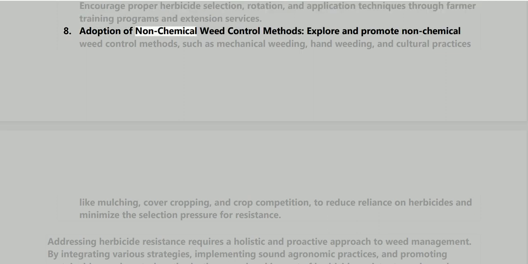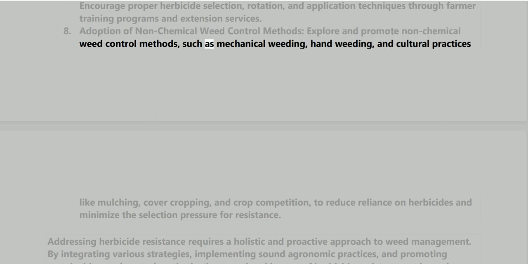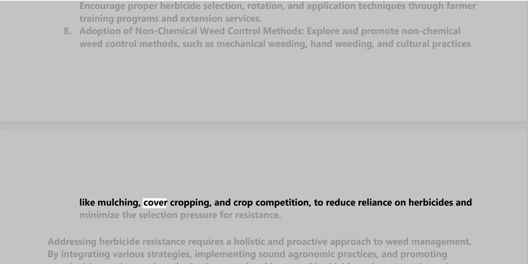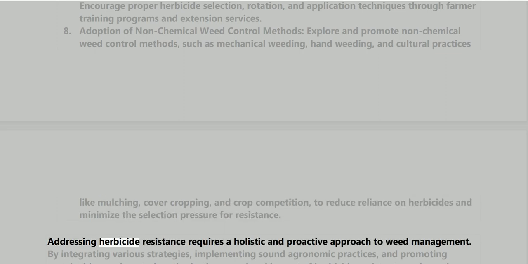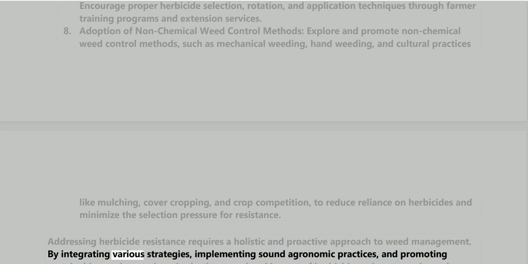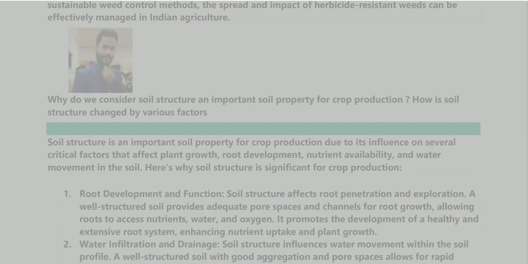8. Adoption of non-chemical weed control methods. Explore and promote non-chemical weed control methods, such as mechanical weeding, hand weeding, and cultural practices like mulching, cover cropping, and crop competition, to reduce reliance on herbicides and minimize the selection pressure for resistance. Addressing herbicide resistance requires a holistic and proactive approach to weed management. By integrating various strategies, implementing sound agronomic practices, and promoting sustainable weed control methods, the spread and impact of herbicide-resistant weeds can be effectively managed in Indian agriculture.